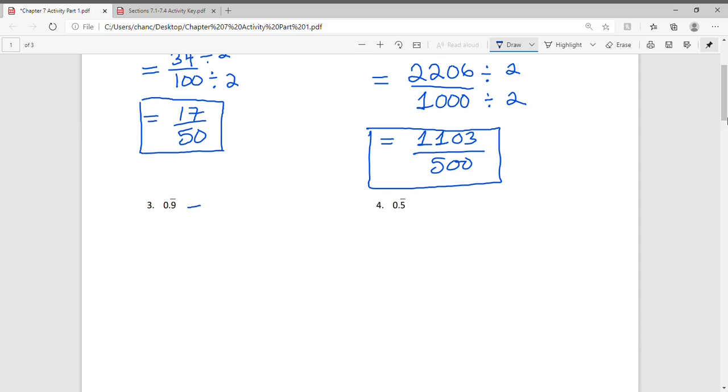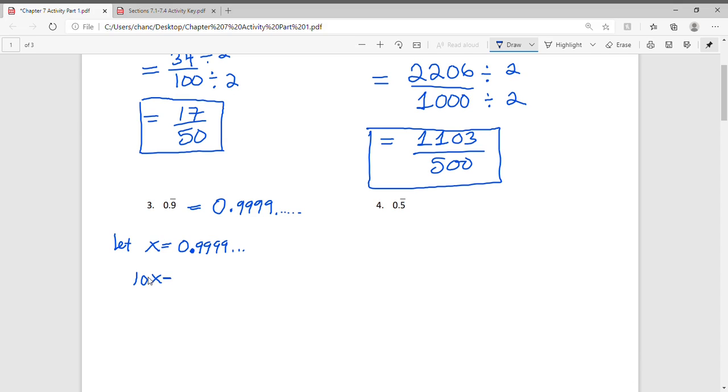In question 3, we have 0.9 bar. 0.9 bar is equivalent to 0.9999, and the 9 repeats forever. So what we're going to have to do is convert this to a fraction, but it's more difficult since we have these repeating 9s. So I'm going to use a little trick. Let's let x be equal to 0.999 repeating forever. And then I want to figure out a way to get rid of all these repeating decimals. I'm going to start by multiplying both sides by 10.